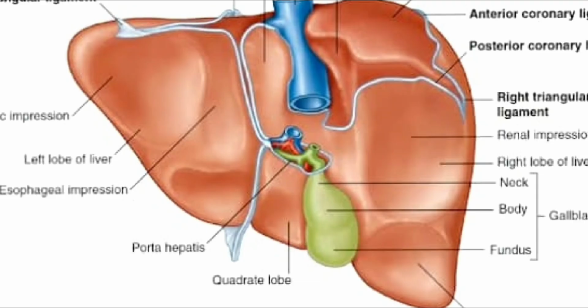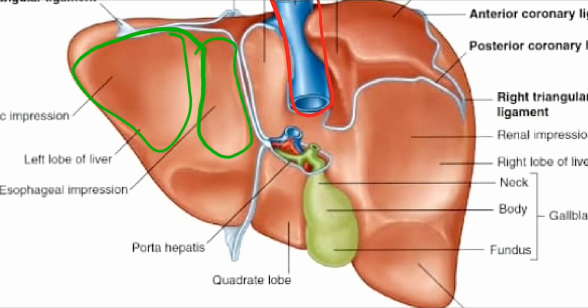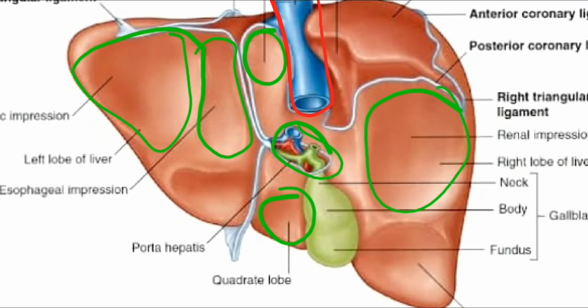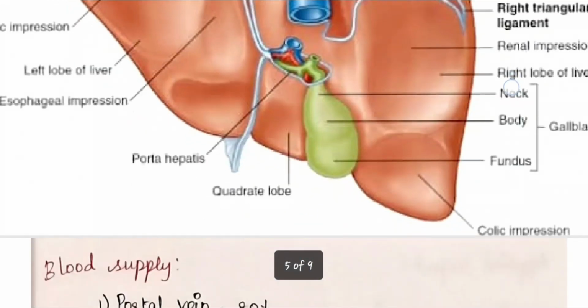Here we can see the IVC. Here we can see the gastric impression, esophageal impression. This is the porta hepatis. What are the structures? Bile duct, hepatic artery and portal vein. And the quadrate lobe. Here we have the caudate lobe, renal impression. So these are the relations.